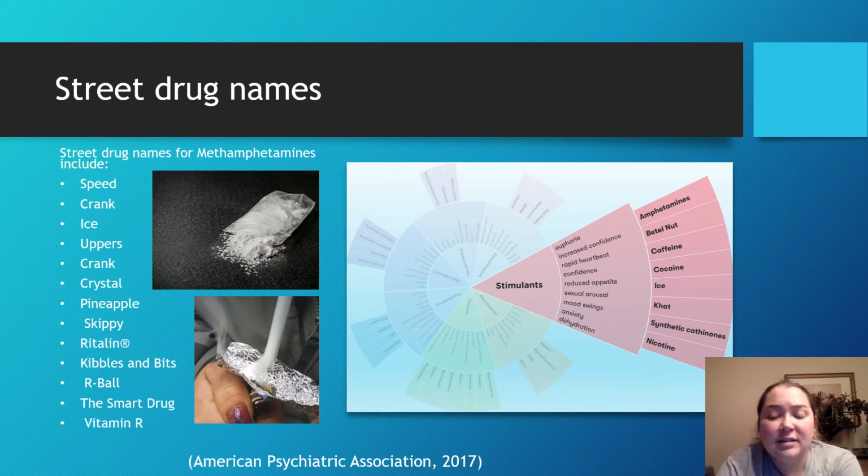If you look at this chart, it shows the different stimulants, and some of the effects that you get from the stimulants, such as euphoria, increased confidence, rapid heartbeat, reduced appetite, sexual arousal, mood swings, anxiety, and dehydration. And there are different types of stimulants, such as the amphetamines. Caffeine can be a stimulant, cocaine is a stimulant, ice, khat, and nicotine itself are all stimulants.